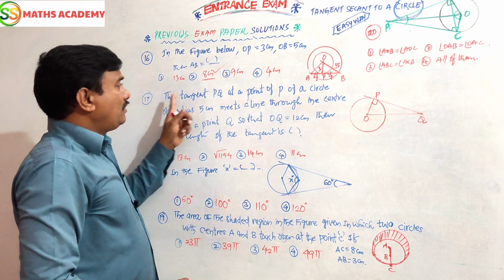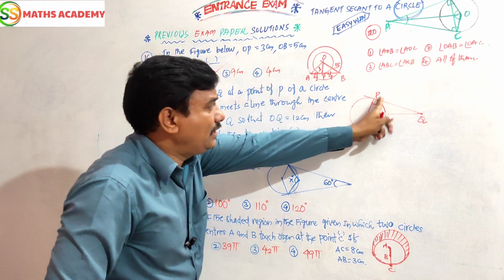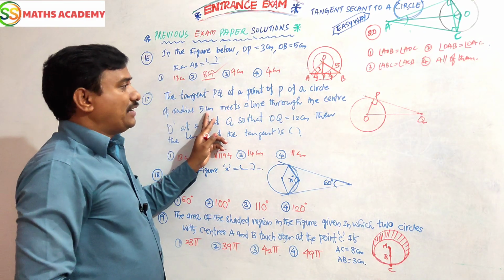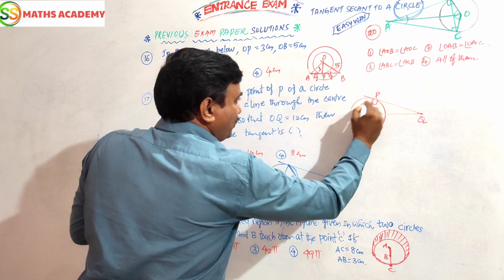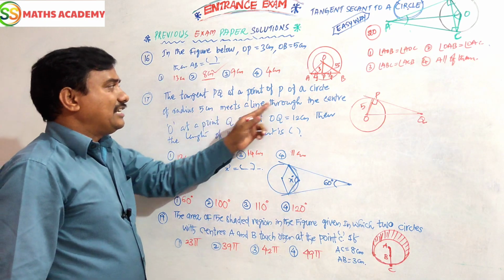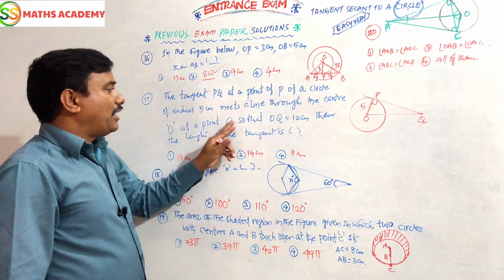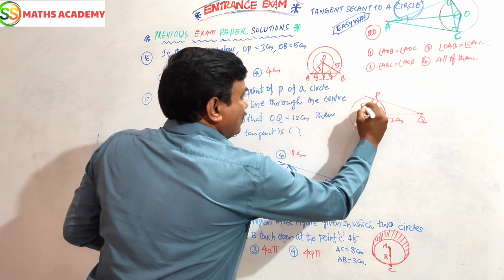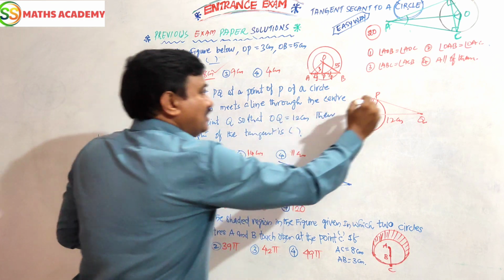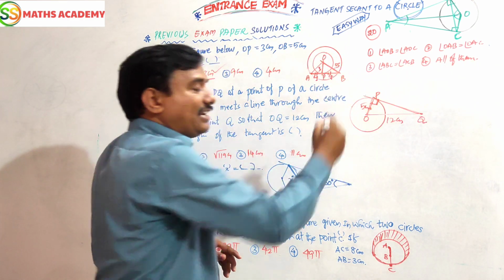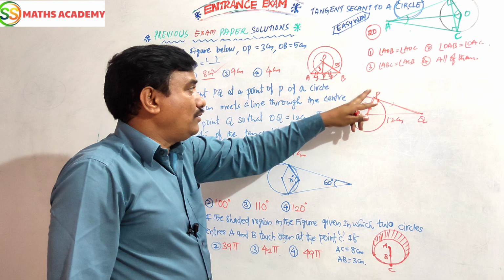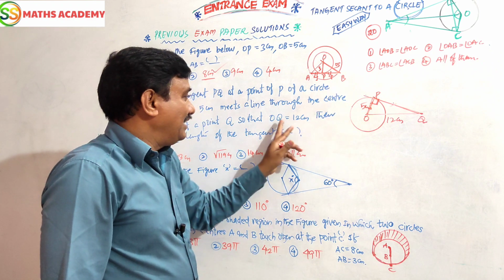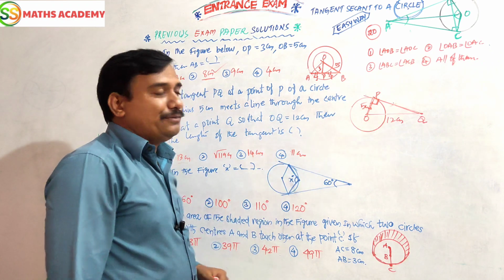Next, the tangent PQ at a point P of a circle of radius 5 cm. This radius is 5 cm. A line through the center O meets the tangent at a point Q such that OQ equals 12. Then find the length of the tangent. This is a right angle triangle. 12 given, 5 given. Here OP equals 5 given, OQ equals 12. Find PQ.